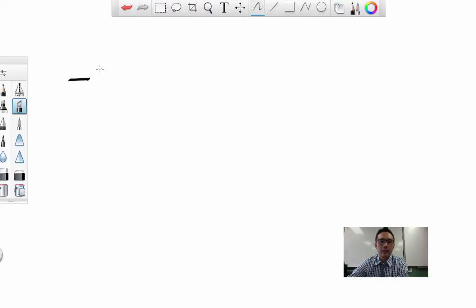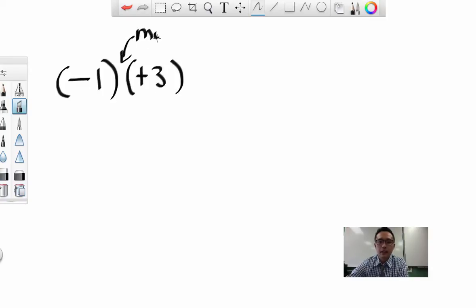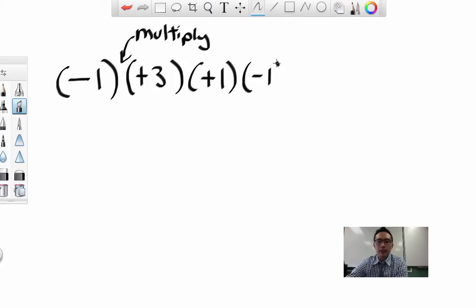What about something like this? A bracket minus 1, another bracket. If you have two brackets beside each other, they also represent multiplication. Since there are no signs, this means multiply. And we can even make more: positive 1, more brackets, negative 1. When you look at something like this, it looks complicated because there are a lot of brackets and lots of signs. Break it down into steps.